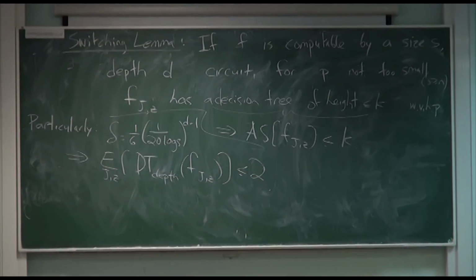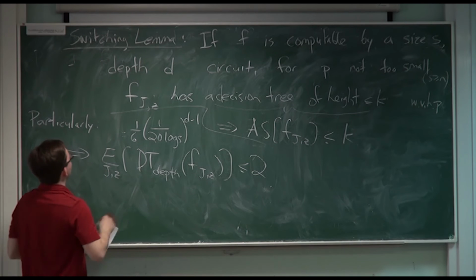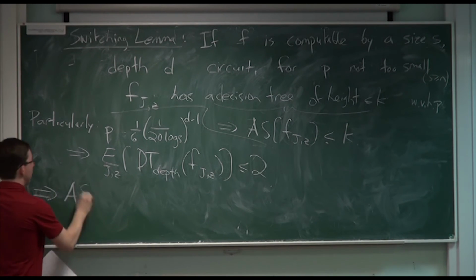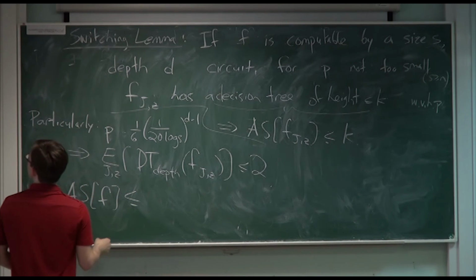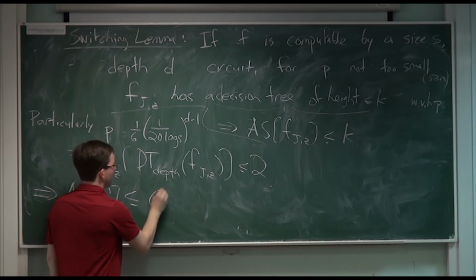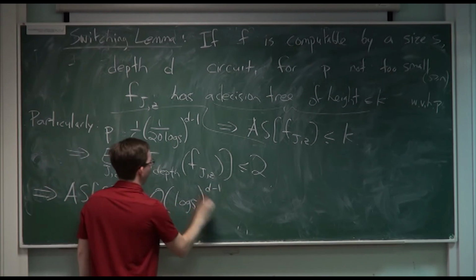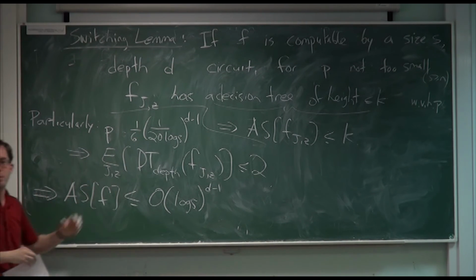Great. So now we just have, oh sorry, this is not delta, this is p. Okay, so now we just have to compare this and this. So we conclude that the average sensitivity of f itself is at most 2 times the reciprocal of this, which is 12 times order log s to the d minus 1.